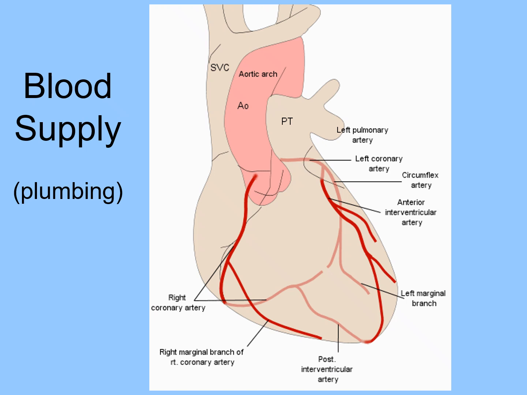The posterior right and left ventricle would be affected. The left atrium will be affected. And the lower right ventricle will be affected due to the right marginal being affected. If the posterior interventricular artery is damaged, you will have ischemia to the posterior right and left ventricles.